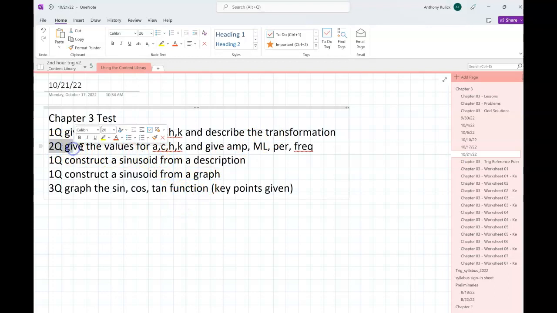The next two questions say give the values for A, C, H, and K, and then figure out the amplitude, midline, period, and frequency. So for that problem, I should already have the general form because I wrote that down for problem 1, but I would definitely want my formulas on how to find the amplitude, the midline, the period, and the frequency, right? Like the amplitude is the absolute value of A, the period is 2 pi times the absolute value of C. I want that stuff written down on my card so that I don't have to memorize those formulas. Everybody's cool with that? Okay.